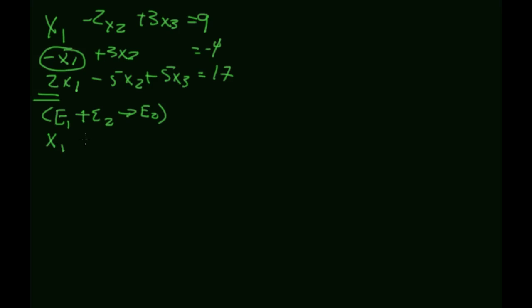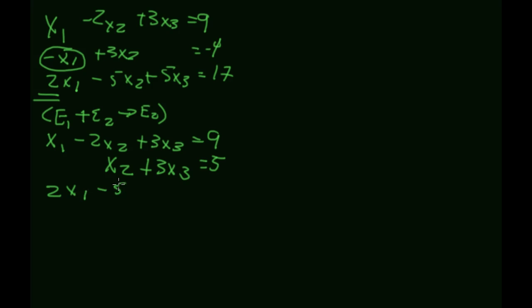So we're going to leave equation 1 alone. And then we're going to start adding these two. That plus that is 0. Negative 2x2 plus 3x2 comes out as x2. 3x3 plus 0 is just 3x3. And 9 plus negative 4 is 5. Now we've done nothing to the third equation, so it stays exactly as it is.